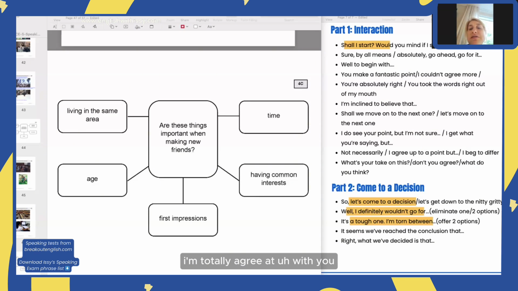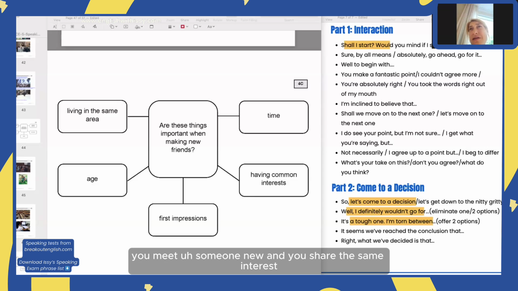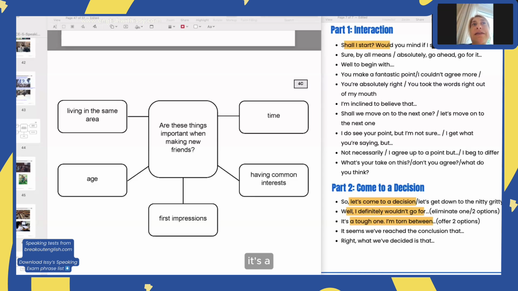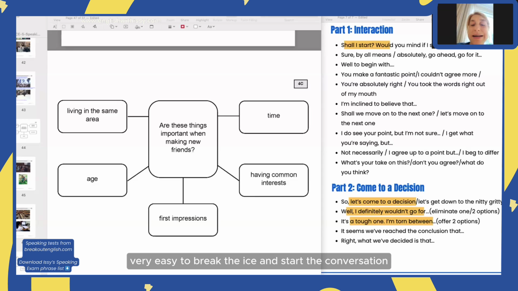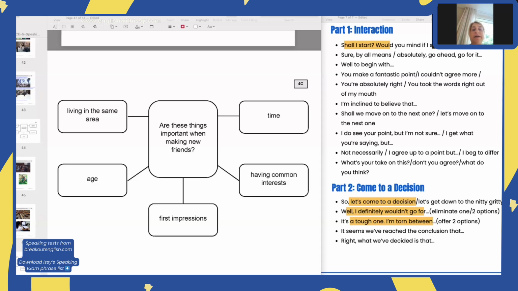I totally agree with you, Gosia, because when you meet someone new and you share the same interest, it's very easy to break the ice and start a conversation, and afterwards it also helps to forge the relationship.